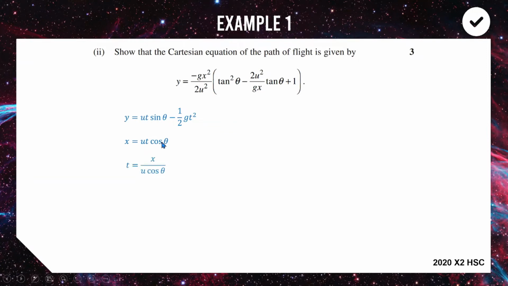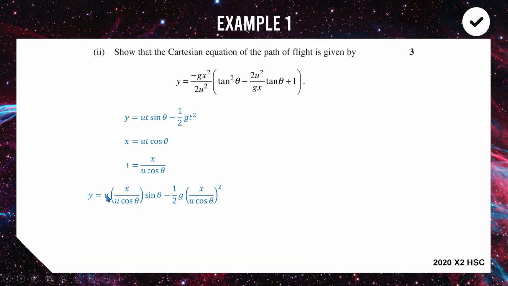and we're going to substitute that into our vertical displacement. So rearranging this, we get x divided by u cos theta is equal to t. Substituting this into our expression for y looks like this. So we're putting it here and we're squaring it here. Now we're just going to try and make this look like this if possible to get 3 marks.